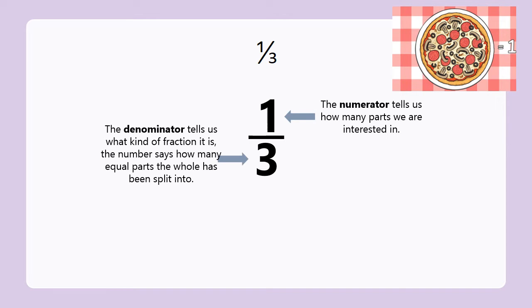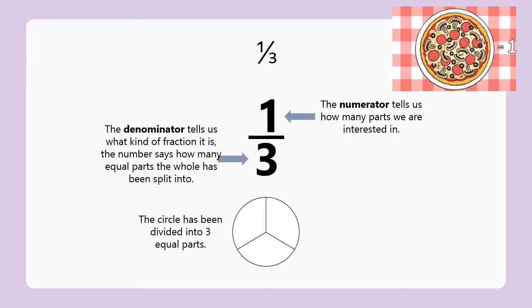So in this case, the whole has been split into 3 equal parts, and we're interested in one of the parts. Have a look at the circle. It has been divided or split into 3 equal parts, and one of the parts has been shaded. That is 1/3 of the circle.